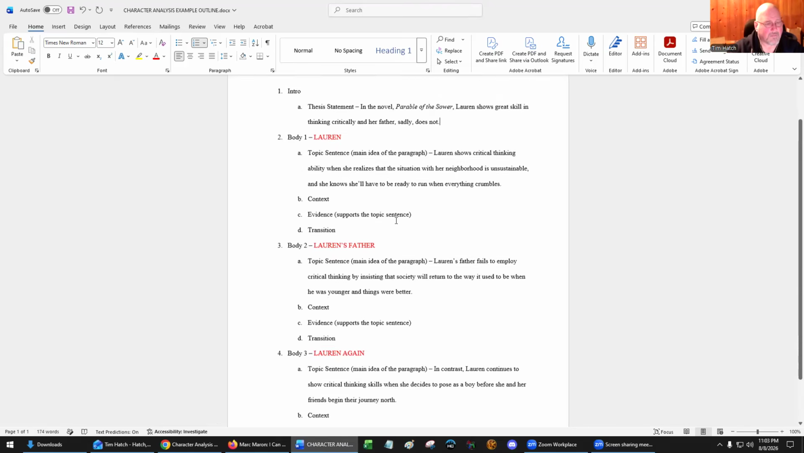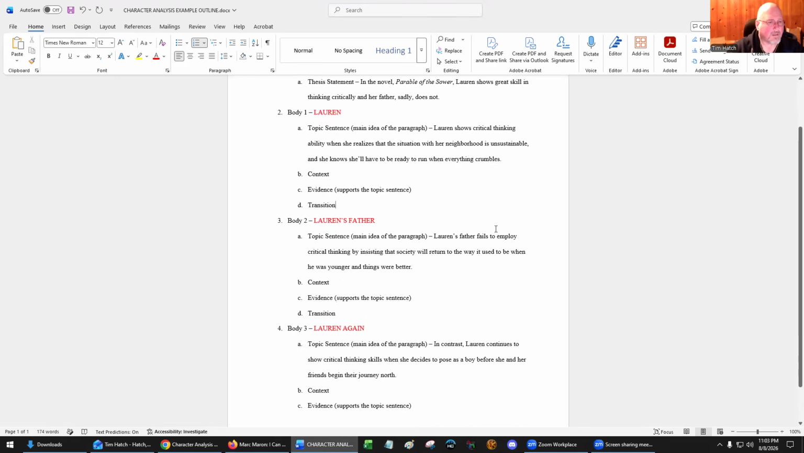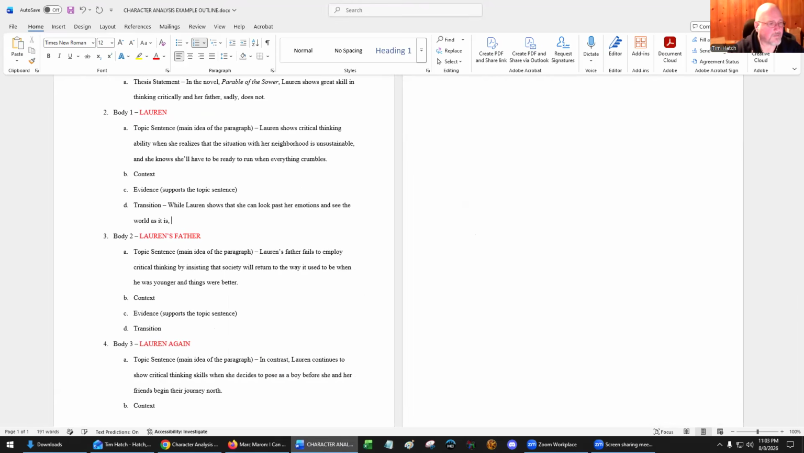Okay, so now I'm going to do a transition. Well, Lauren shows that she can look past her emotions and see the world as it is. Her father sadly is stuck in the past. And then let's read those two sentences, this transition and the next topic sentence. While Lauren shows that she can look past her emotions and see the world as it is, her father sadly is stuck in the past.